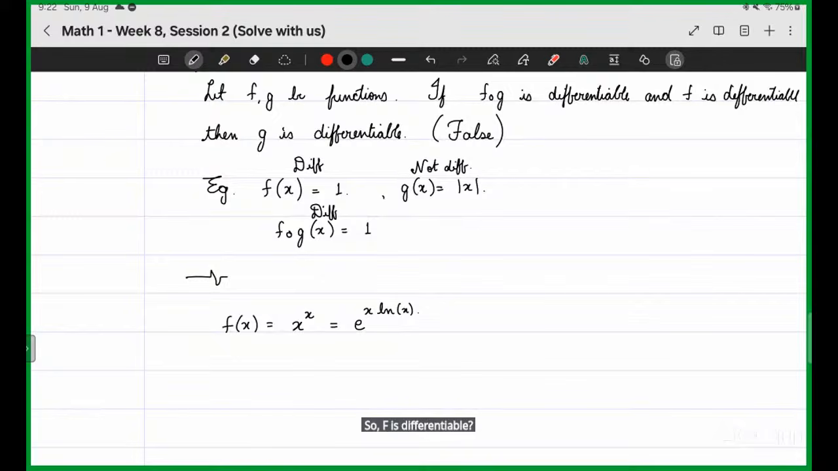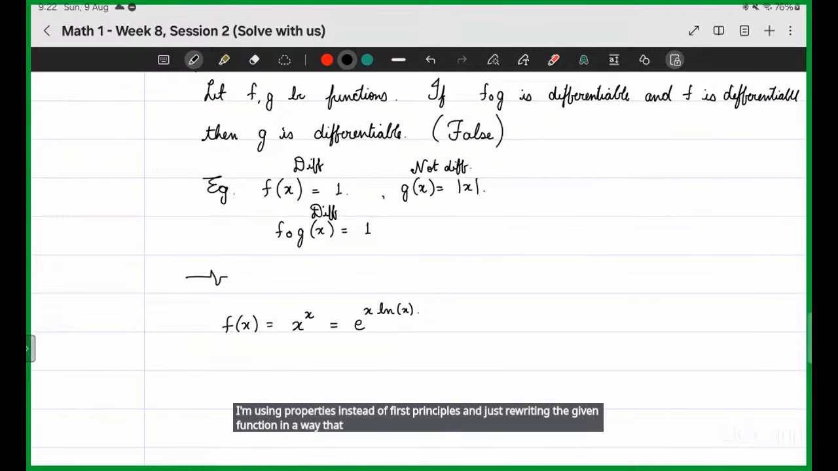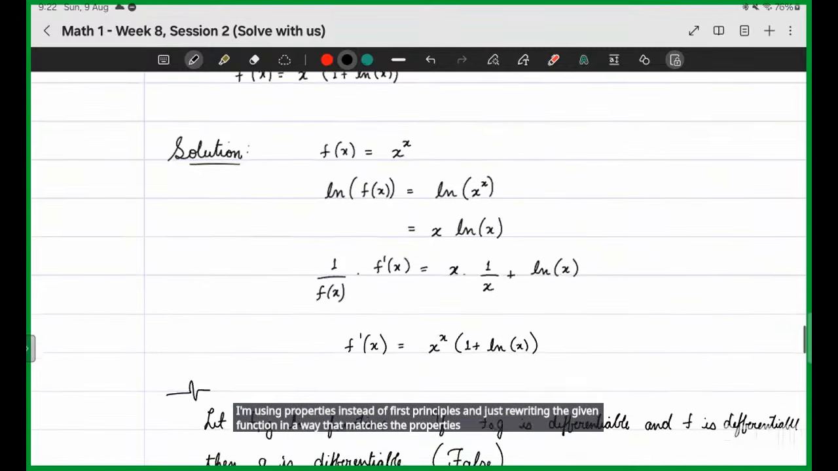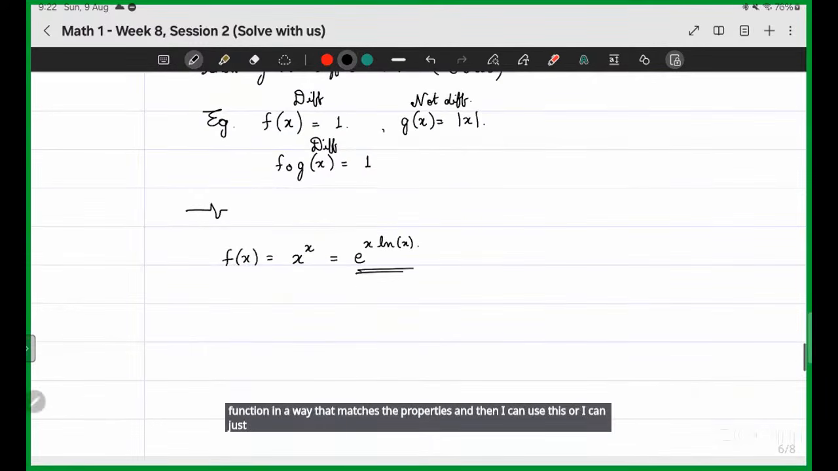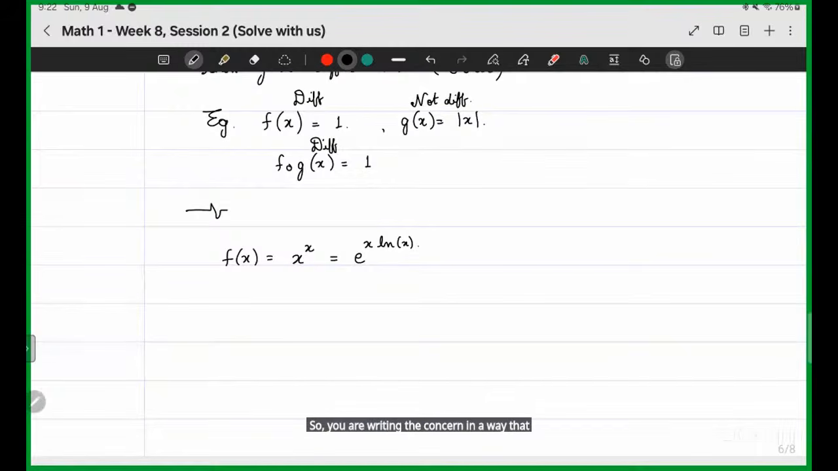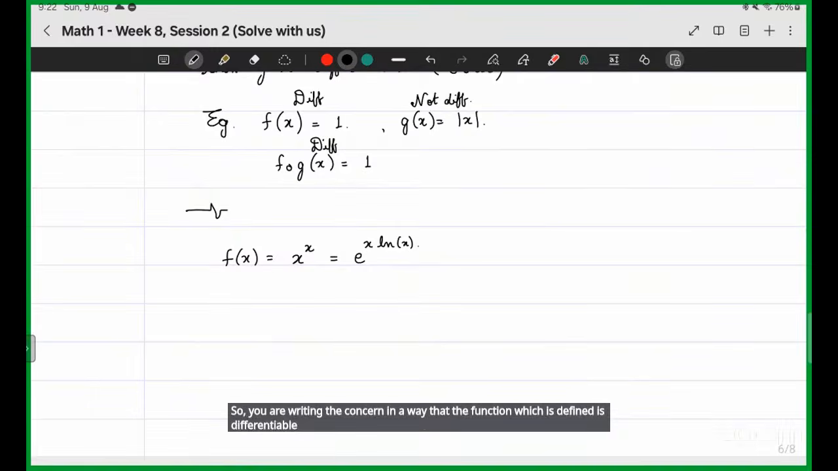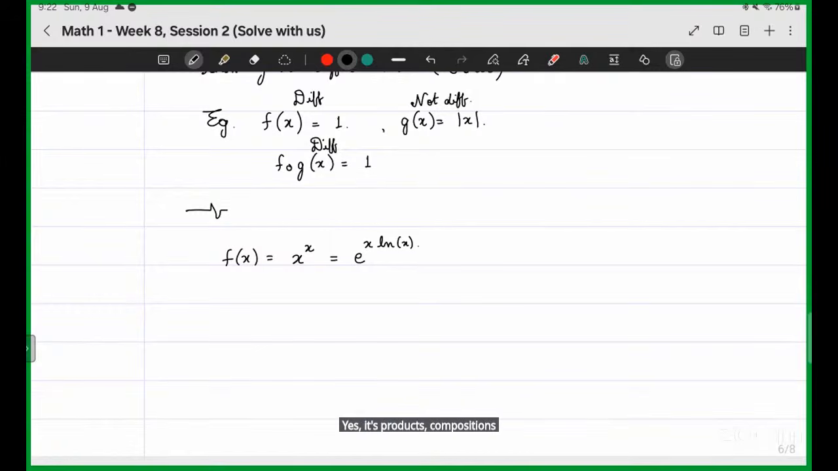I'm using properties instead of first principles and just rewriting the given function in a way that matches the properties, and then I can use the chain rule. The function which is defined is differentiable, made up of differentiable functions. Yes, it's products, compositions of all differentiable functions, so it's a differentiable function.